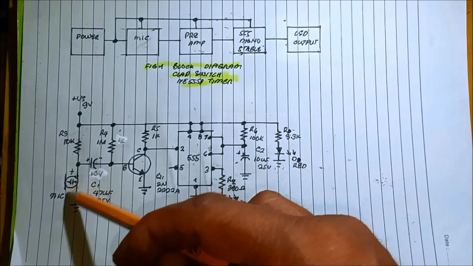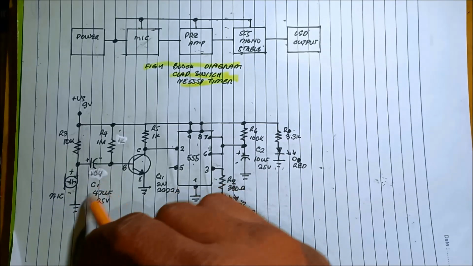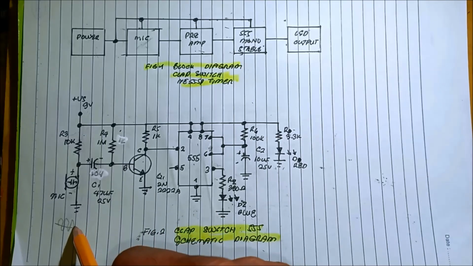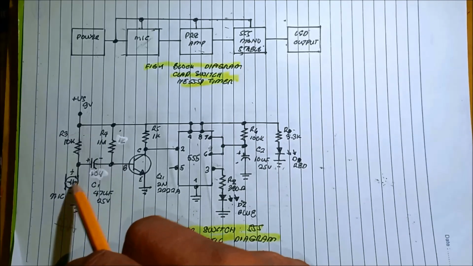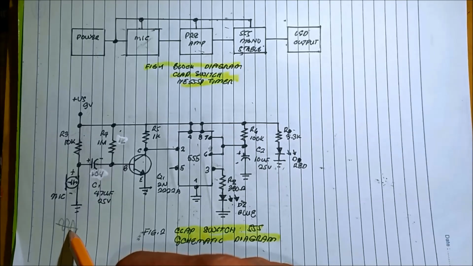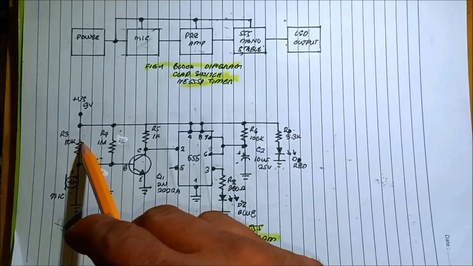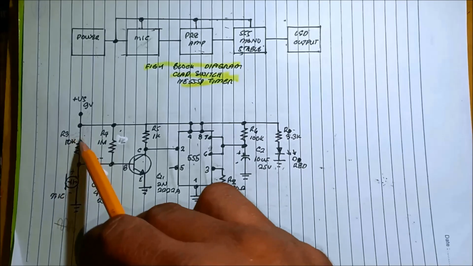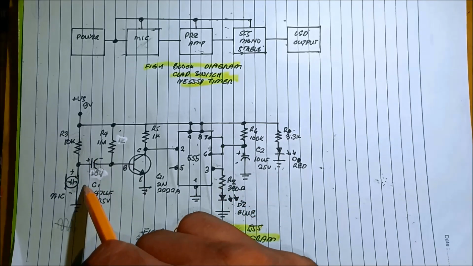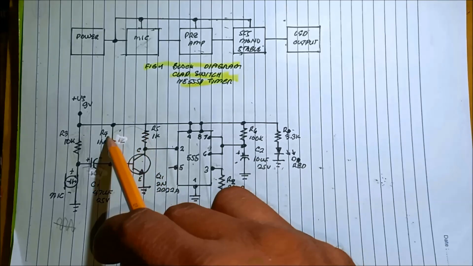Because whenever the mic captures a sound, or just like a clap, it produces an analog signal, an alternating signal. And to isolate this analog signal from the DC biasing of the circuit, we need to use a capacitor. So only the analog signal will pass through the capacitor.